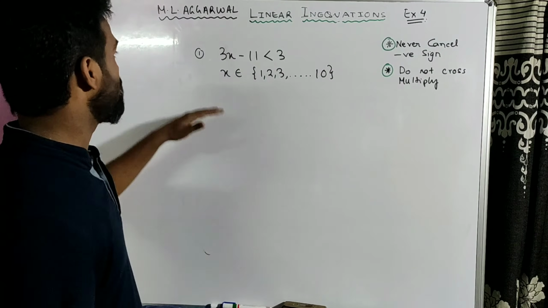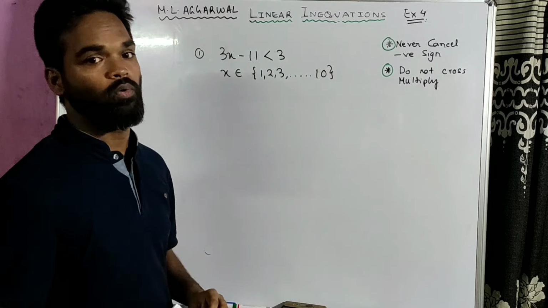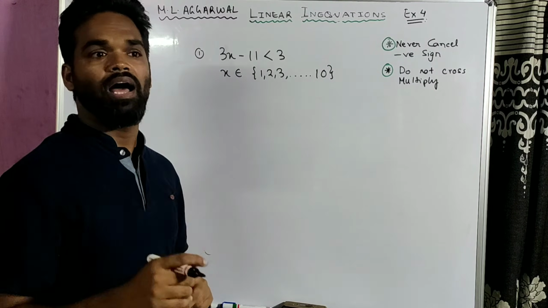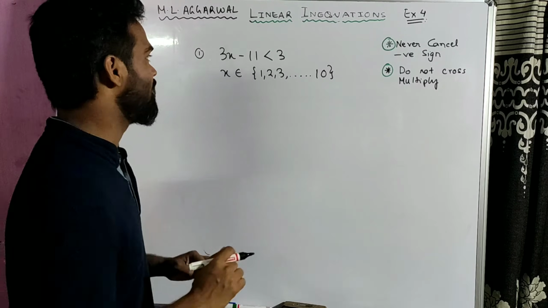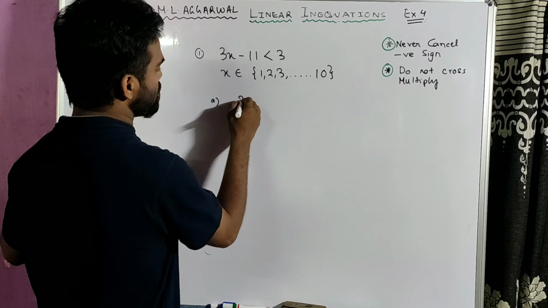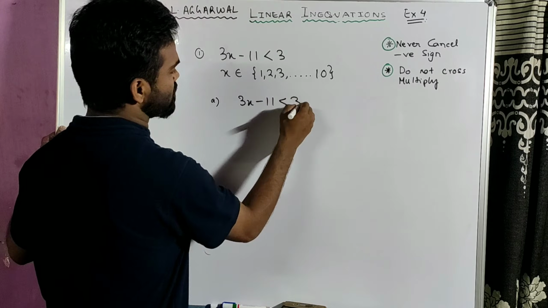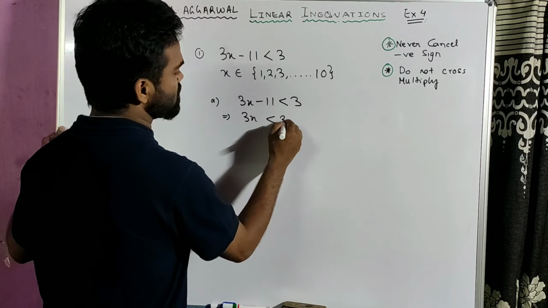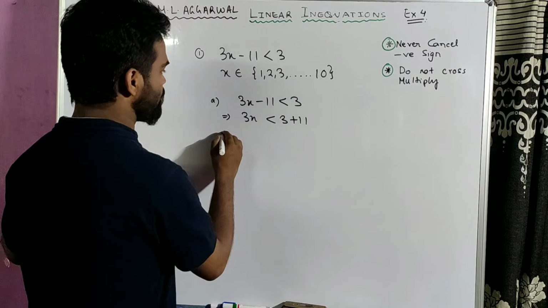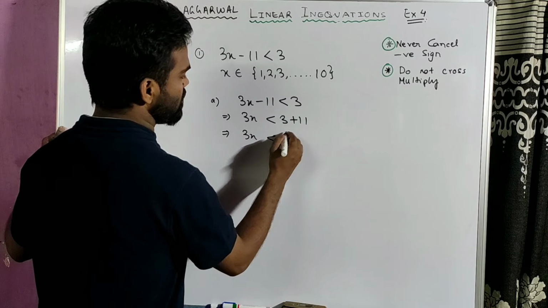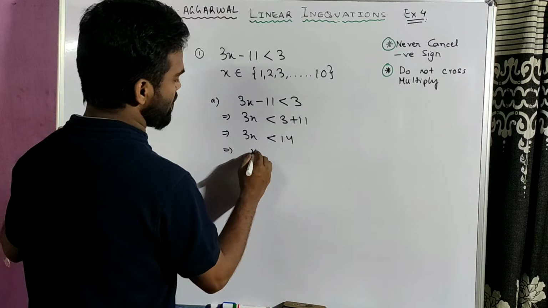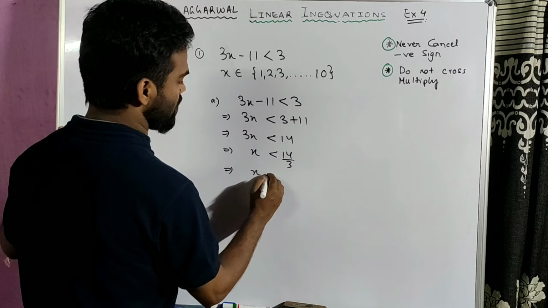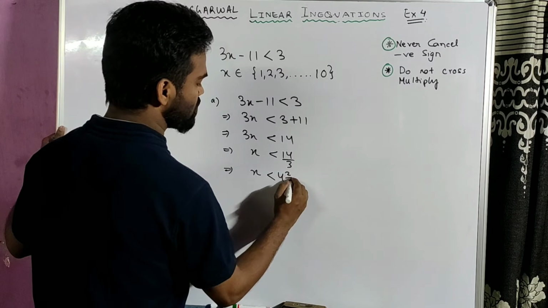Look at sum number 1 from M L Aggarwal, exercise 4. They have told us to solve this inequation and represent the solution set on the number line. Very easy. 3x minus 11 less than 3. So if I add plus 11 on both sides, it becomes 3x less than 3 plus 11. You can transpose also, which means 3x less than 14, which means x less than 14 by 3, dividing by 3 on both sides. So here x is less than 14 by 3.